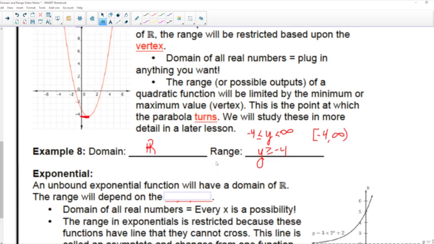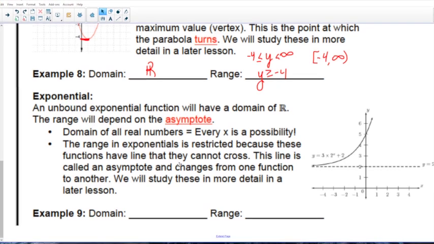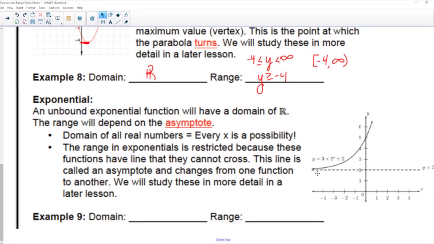All right, so let's talk about exponential then. An unbound exponential function will have a domain of all real numbers. The range this time is also restricted. The range is going to depend on your asymptote. Again, I'm going to cover that in more detail later. But remember, I think we've discussed before that the asymptote is kind of that line that the exponential function gets close to but never ever touches.